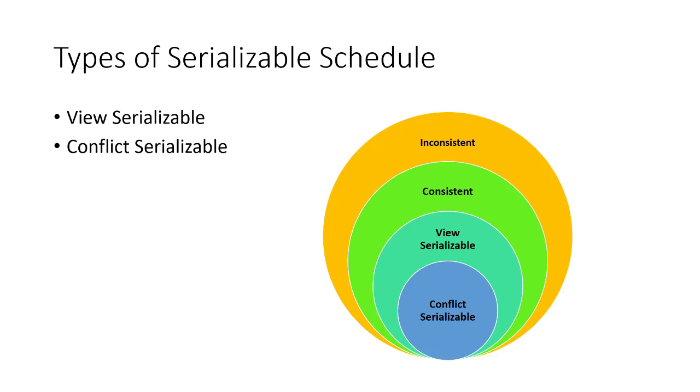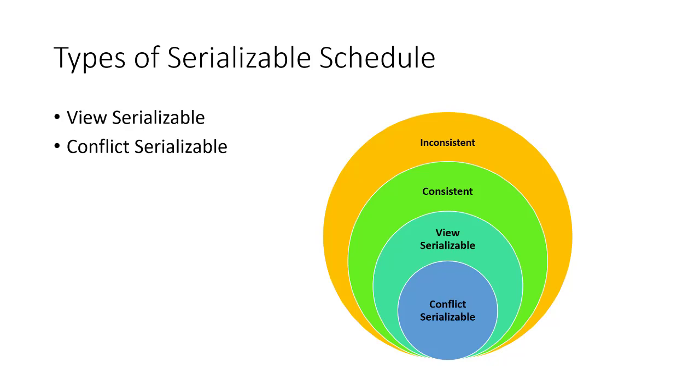There are two types of serializability. One is view serializability and another one is conflict serializability. The conflict serializable schedules are always view serializable, but view serializable schedules may or may not be conflict serializable. So it is important to find the serializable schedules because it ensures the consistency of the database. And remember one thing, it is not always possible to check whether a non-serial schedule is view serializable or not.